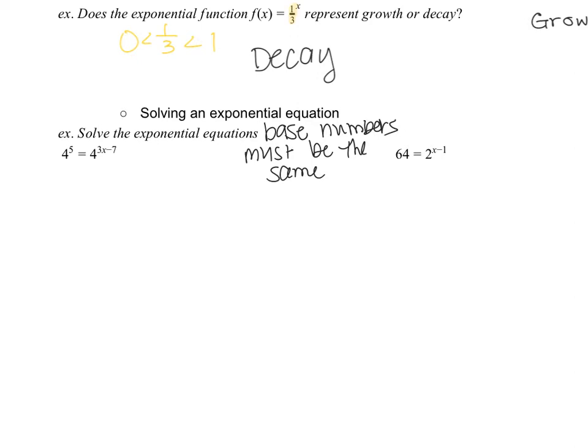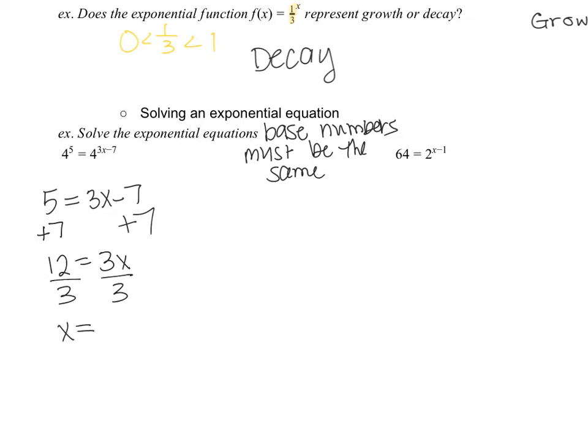Both of my base numbers are 4, so they are the same, which means if I want to solve the equation, I set the exponents equal. 5 equals 3x minus 7. So now I have an equation where I'm solving for x. So the first thing I'm going to do is add 7 to both sides. We're going to get 12 equals 3x. Then we're going to divide both sides by 3, and we get x equals 4.